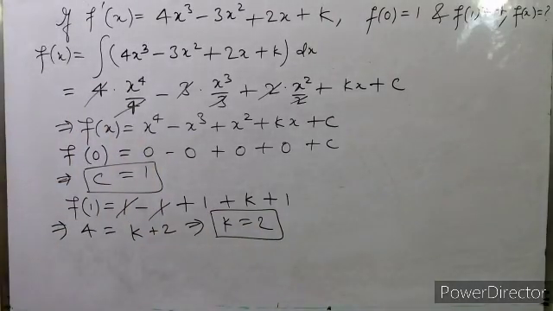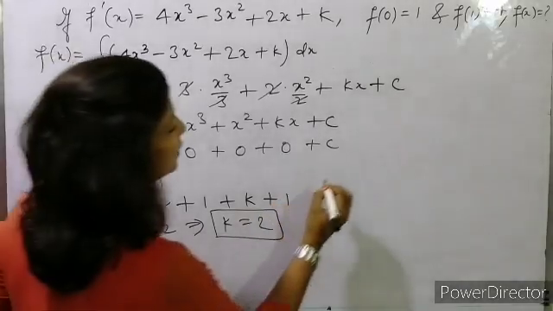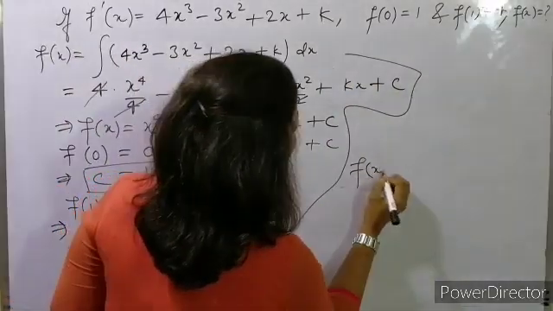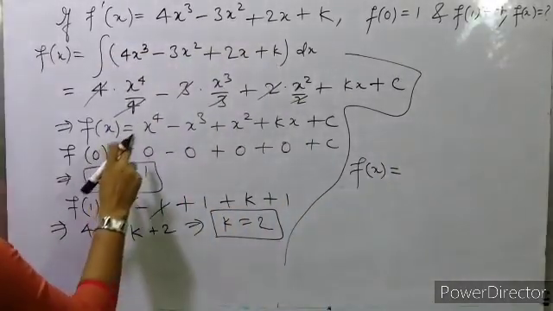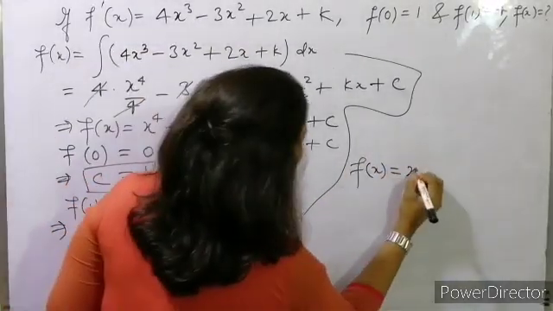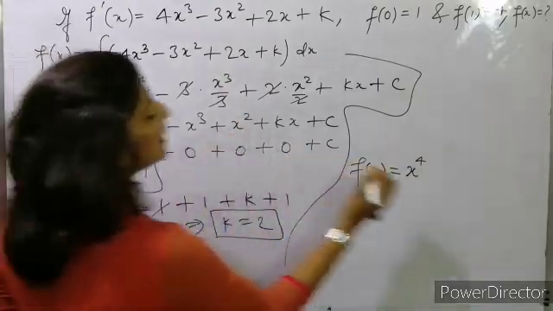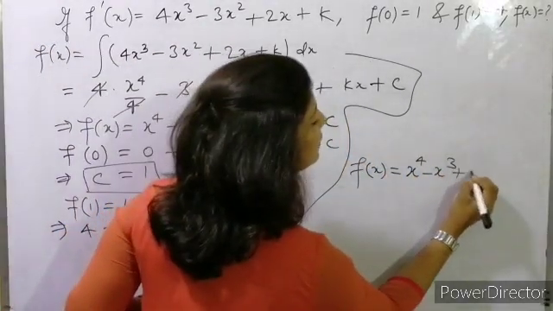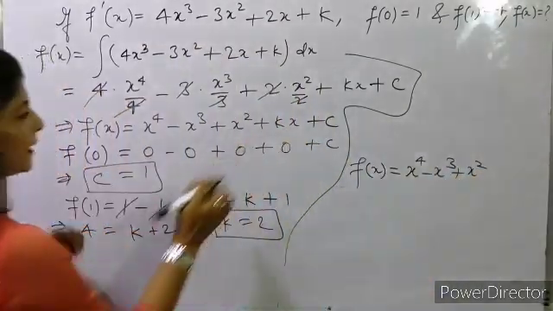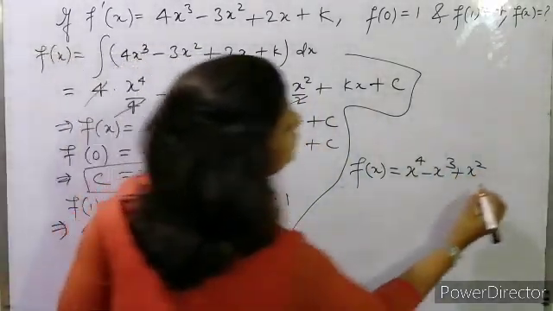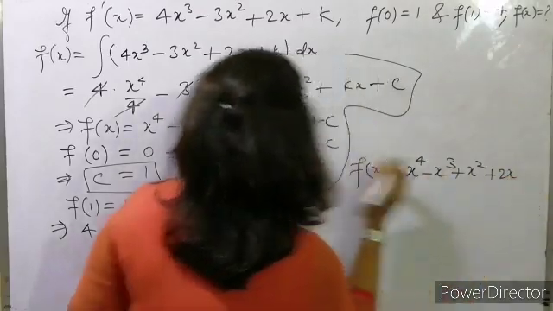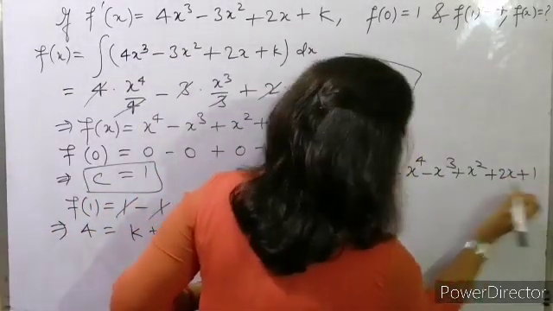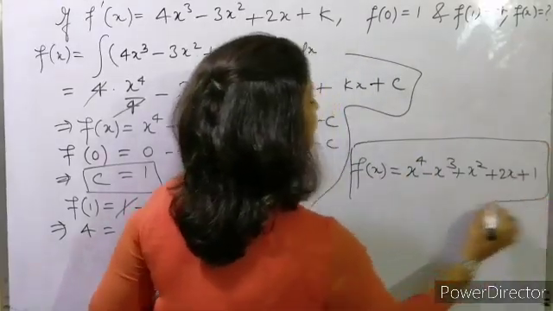Now we have to find the value of fx. So what will be the value of fx? The function is x to the power 4 minus x cube plus x square plus kx. The value of k is 2, so plus 2x, and the value of c is 1, so plus 1. So this will be the value of fx.